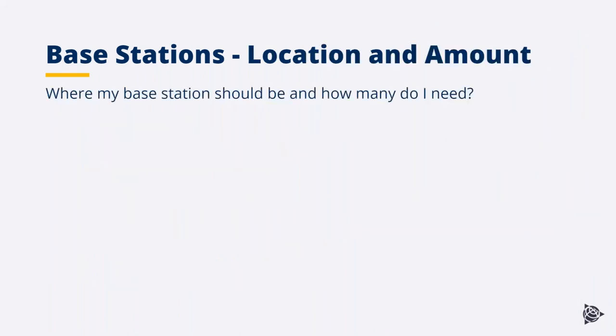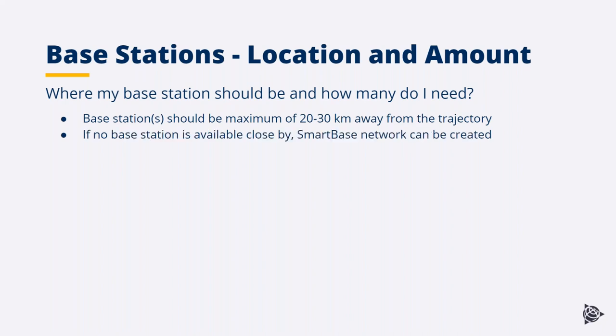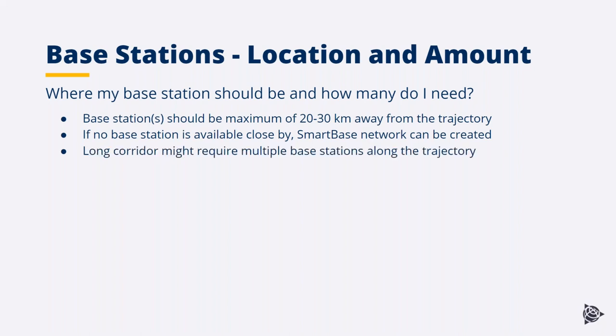Okay, next topic: where should my base station be, and how many base stations do I need for my mission? First of all, a very important rule of thumb is that your base station should be a maximum of 20 to 30 kilometers away from your trajectory. Anything above that will introduce more errors to your data. If there is no base station available close by, you can consider the option to build a so-called smart base network. I will not show how to do this here. I don't have time, but keep in mind there's an option like this. If you have questions, you can always contact us about that. Or if you have a long corridor type of project, you might need multiple base stations along the trajectory, along the corridor.